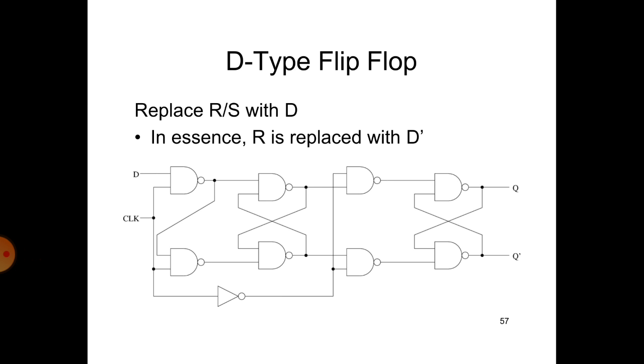So this slide shows the D flip-flop. D flip-flop means delayed flip-flop. So replace R with D. So in essence R is replaced with D. So we have combined the RS input into a single input, that is D, that is delayed input.